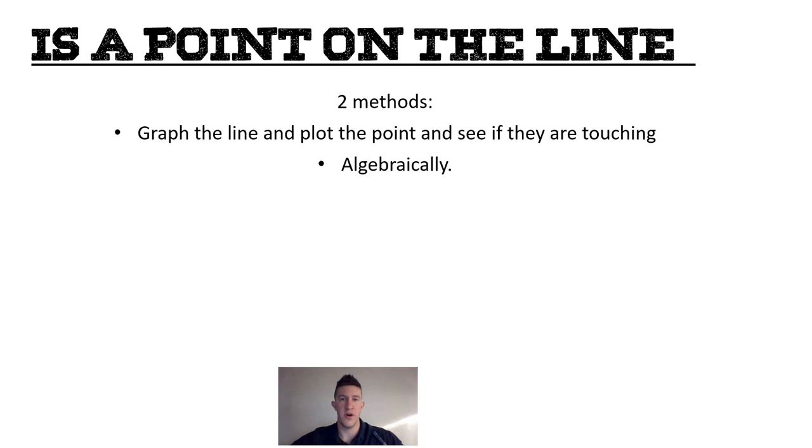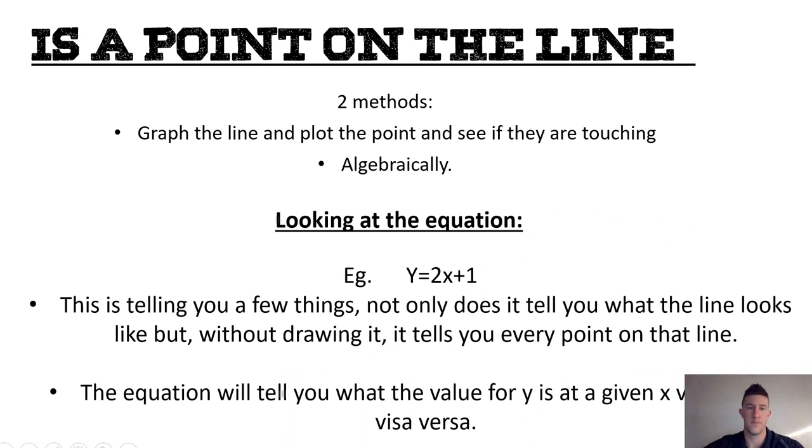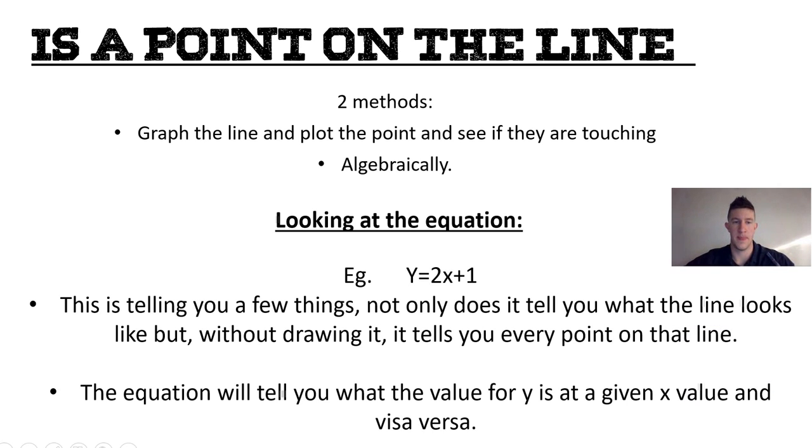Now, if we want to know whether a point is on a line or not, there's two methods to this. We can either graph the line and then plot the individual point and see if it is touching the line, or we can do it algebraically. Let's look at the equation first. If, for example, I have y equals 2x plus 1, this tells you a few things. Not only does it tell you what the line looks like, but without even drawing it, it tells us every single point on that line. It tells us what the value for y is at any given x and vice versa.